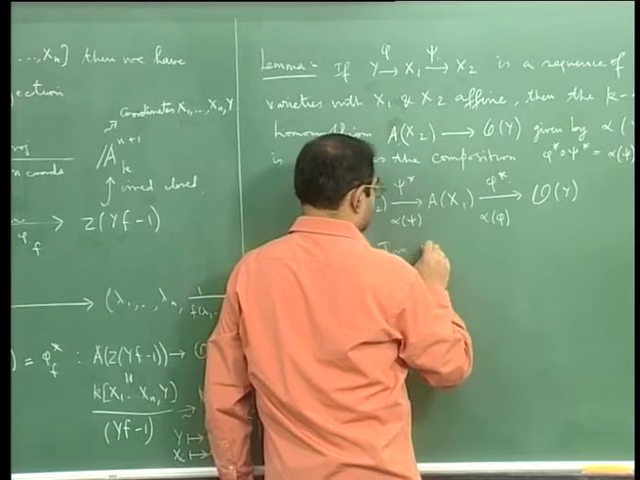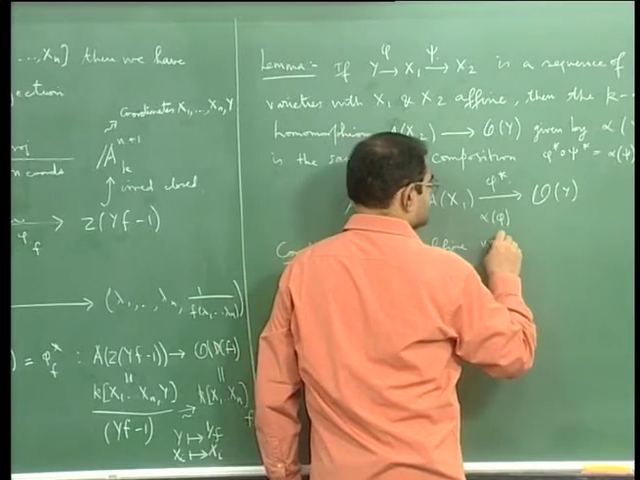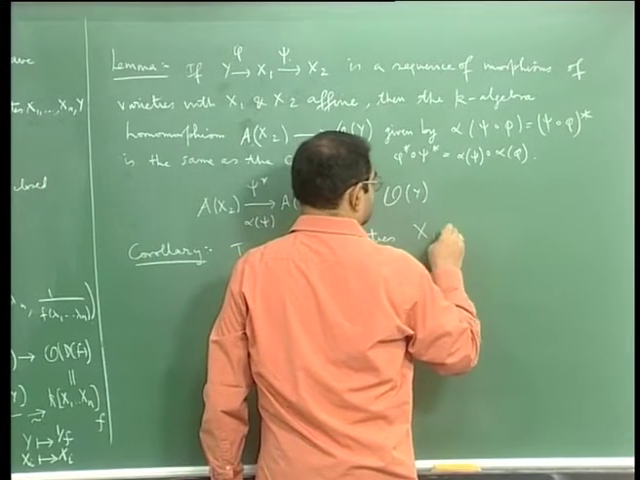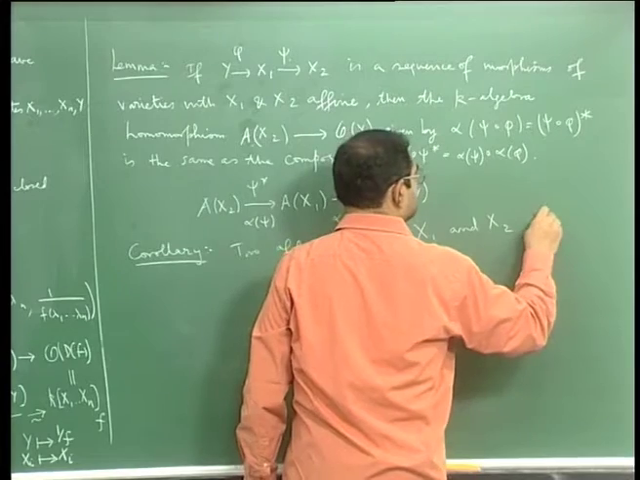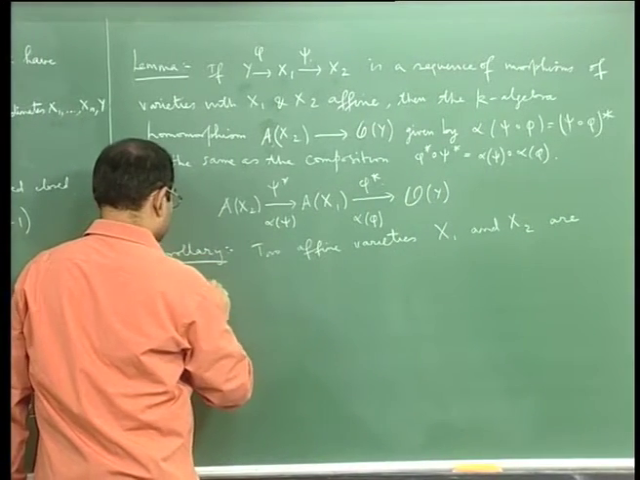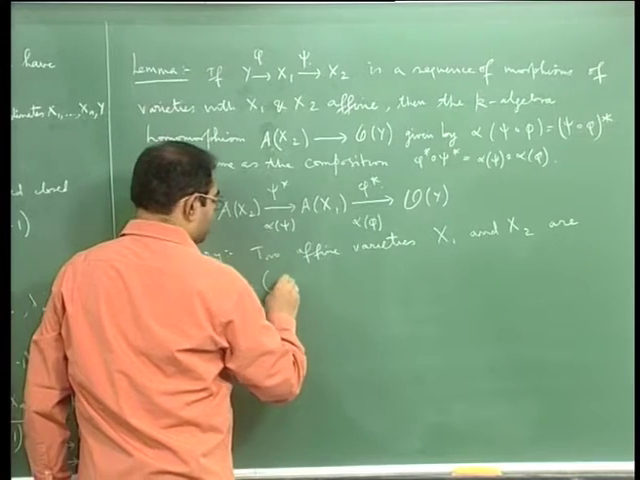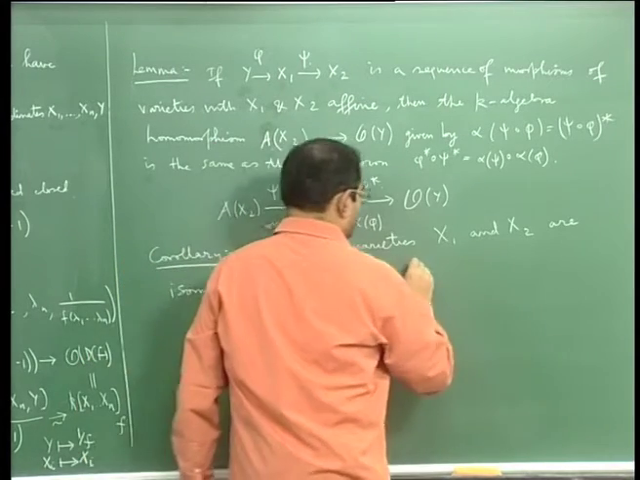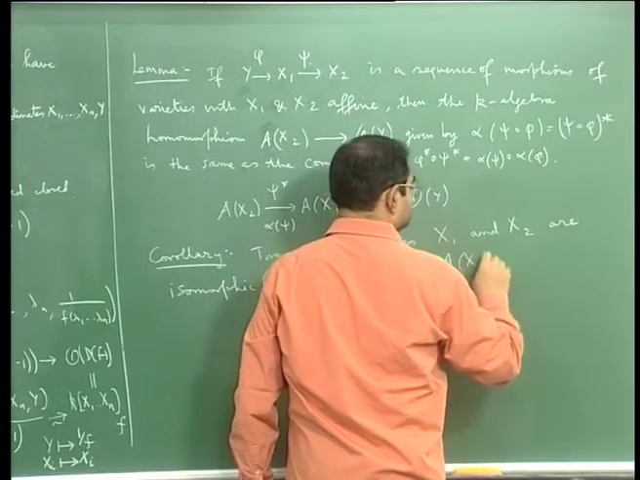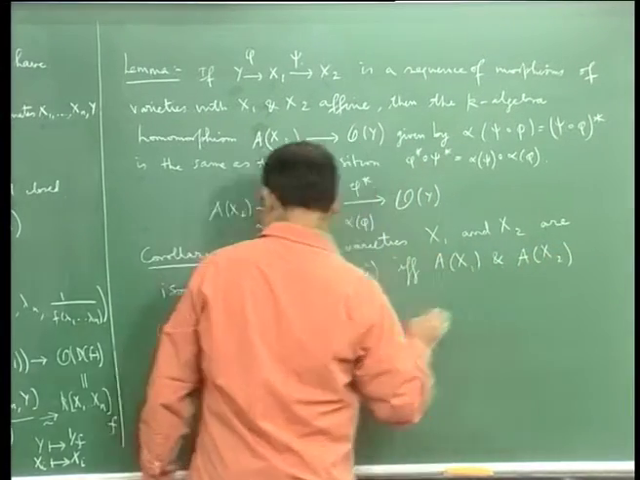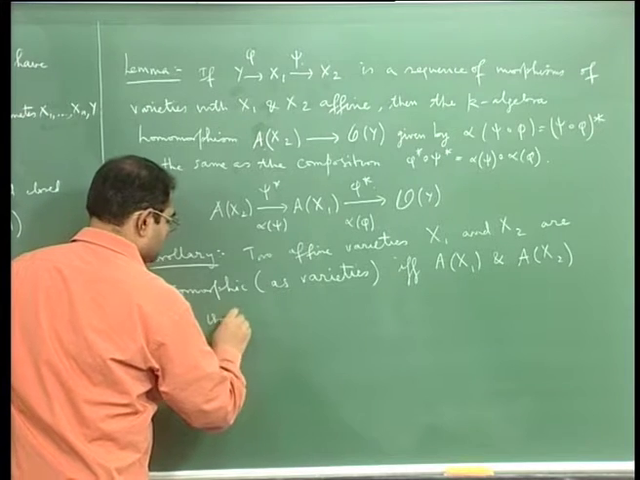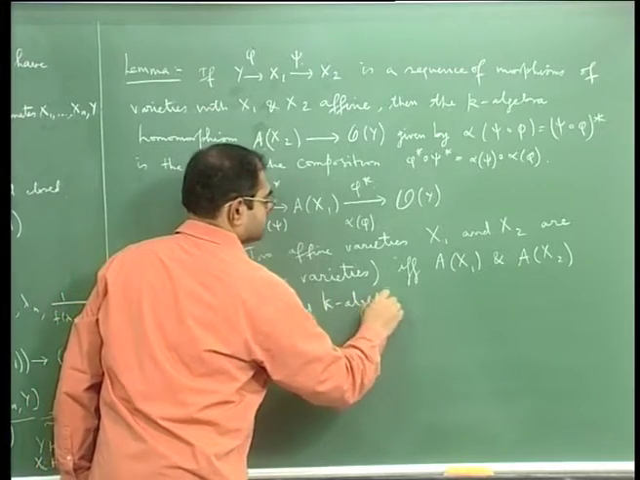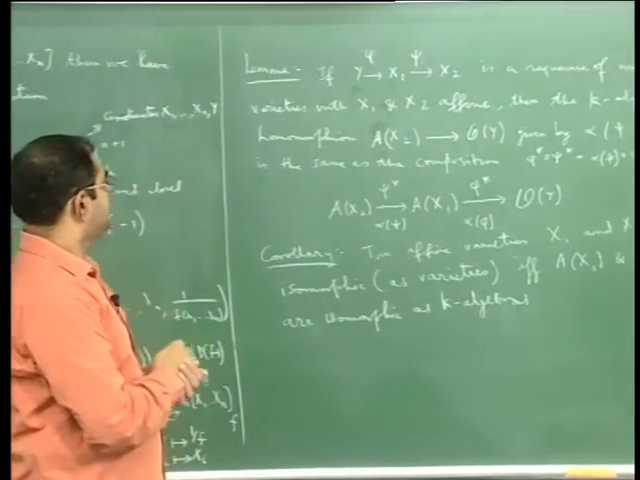Two affine varieties X1 and X2 are isomorphic, and when I say isomorphic it means as varieties, if and only if A(X1) and A(X2) are isomorphic as K-algebras. Okay, so this is basically because of morphisms.